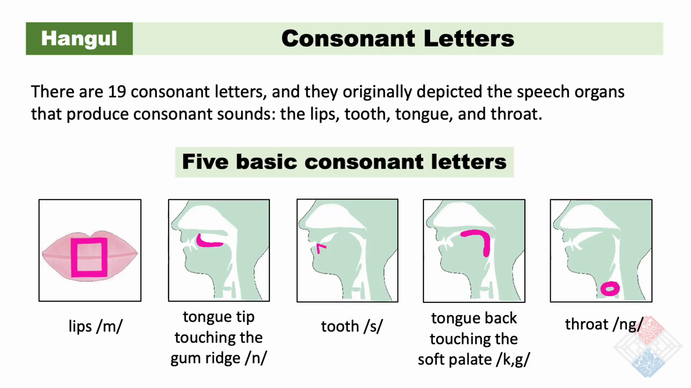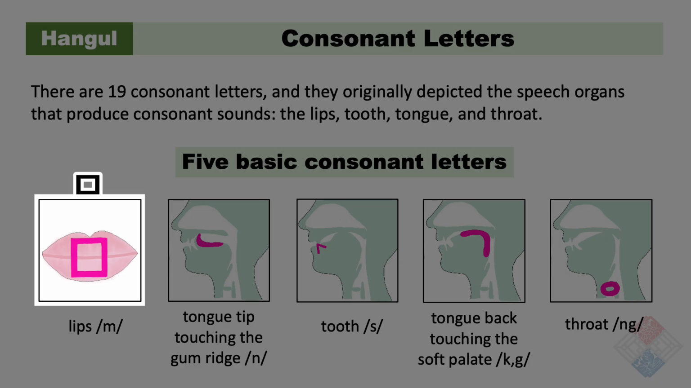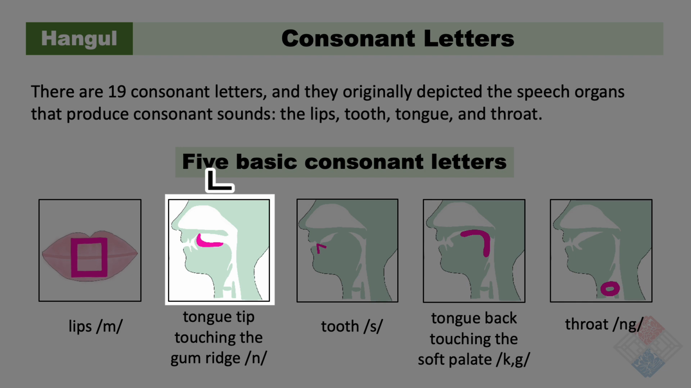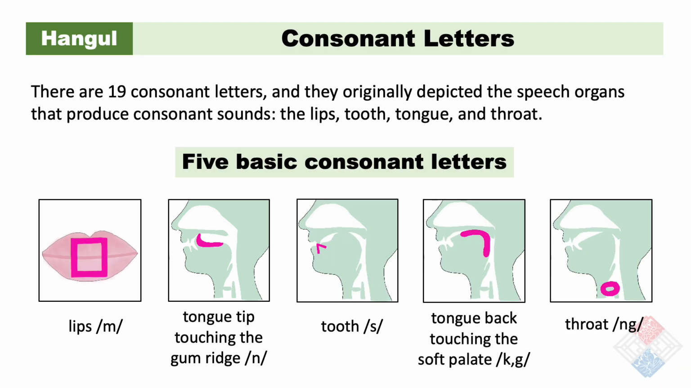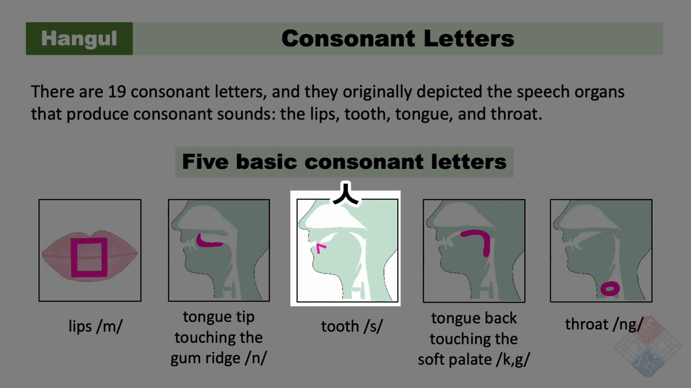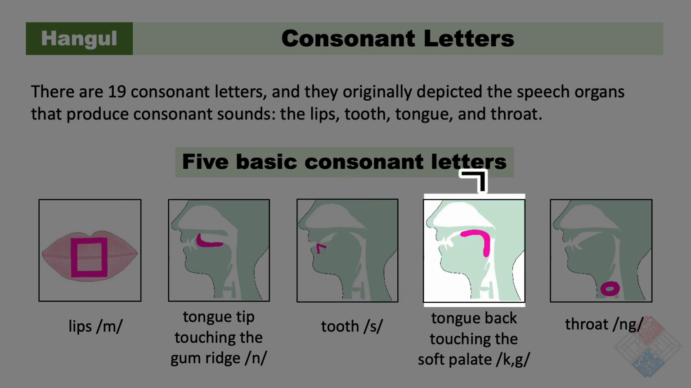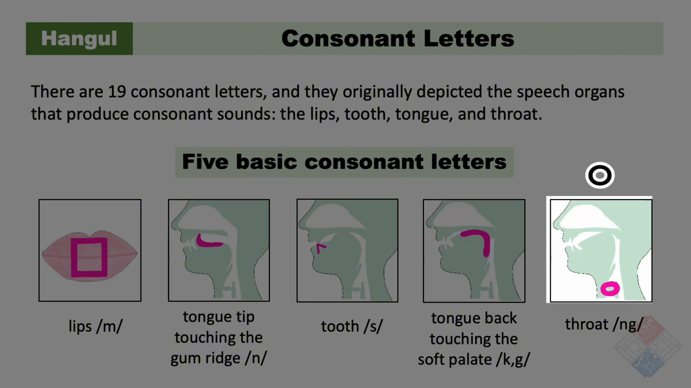The shapes of these organs are associated with the 5 consonant letters. M is a lip sound, so its shape resembles lips. N is made by touching the tongue tip to the gum ridge, so its shape looks like the tongue touching the gum ridge. S is made by the tongue touching or staying right behind the teeth, so it resembles the bottom tooth. K is made by the back of the tongue touching the soft palate, and its shape resembles this position. When it's the final consonant, it's pronounced in the throat, so the circle shape represents the throat.